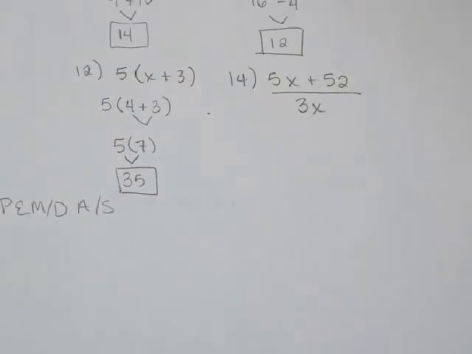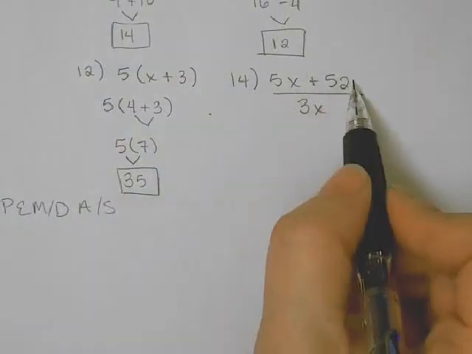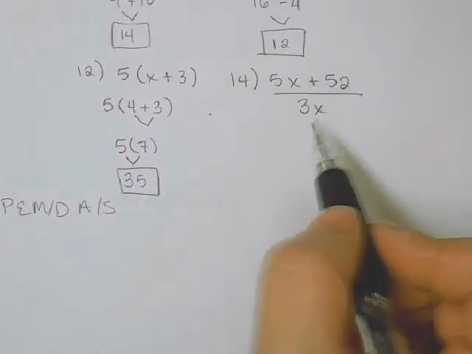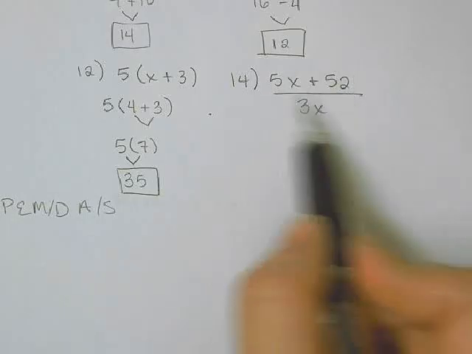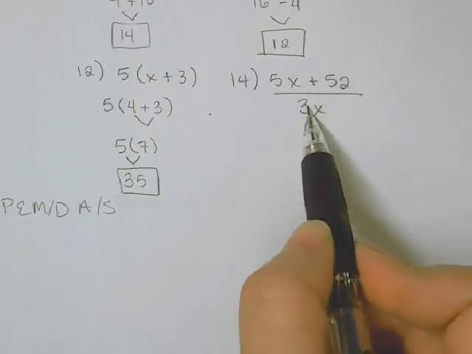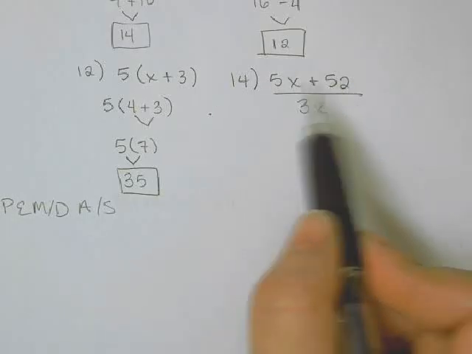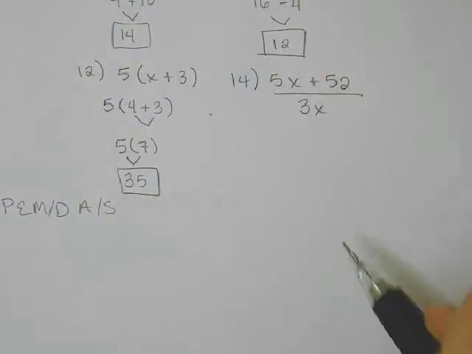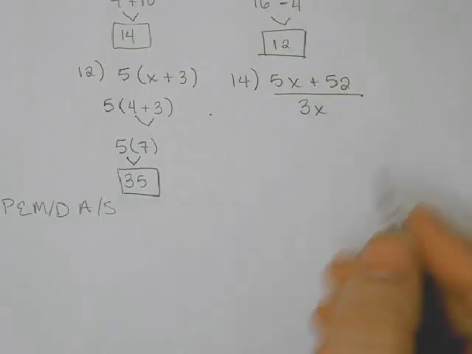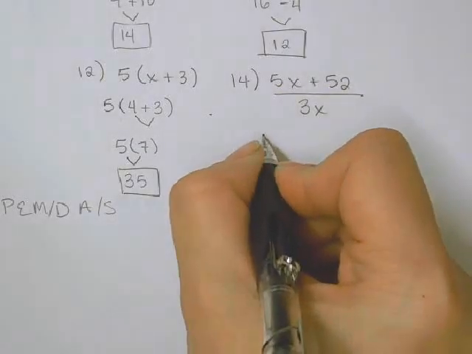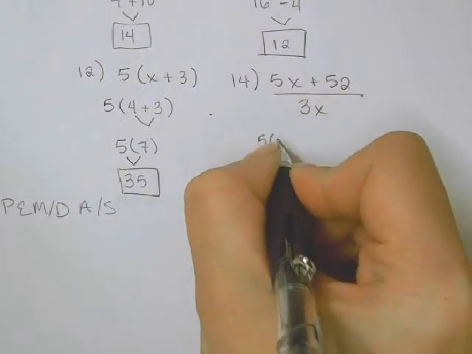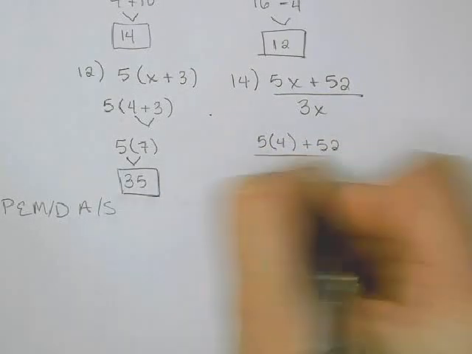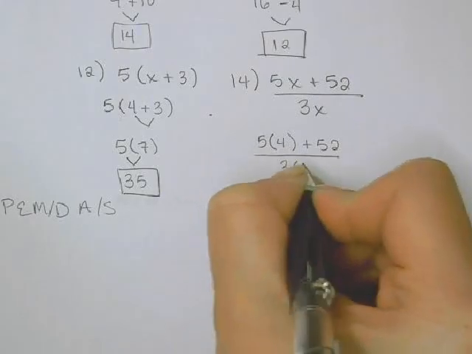Number 14, I'm going to use a bit more space for. Whenever we have a fraction, remember we're dividing the top by the bottom. When we have this whole thing on the top and this on the bottom, we're going to simplify, get it down to one number, the top and the bottom, and then we'll divide. So dividing is actually the last step. First thing we're going to do is substitute in 4. So 5 times 4 plus 52 divided by 3 times 4.